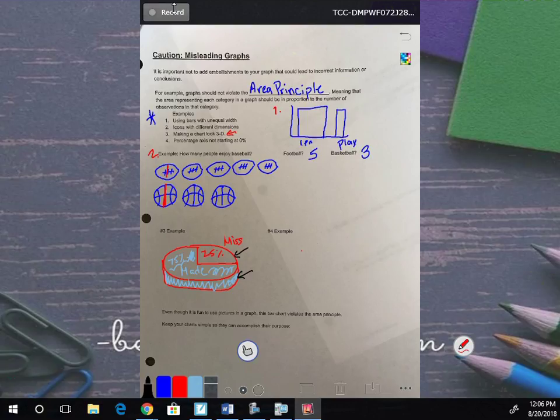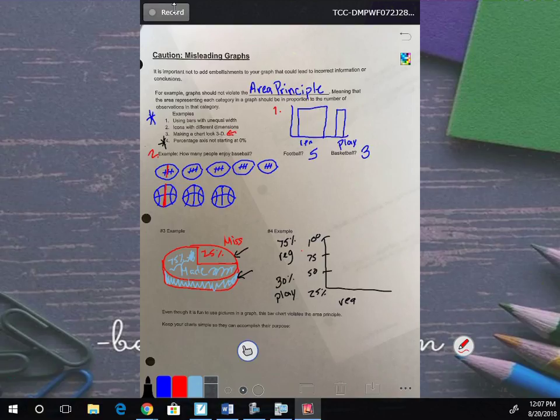The last example is making sure your percentage axis starts at 0 instead of another number. For example, let's say I had 75% made in regular season and 25% made in playoffs. I'm sorry, I don't want to use 25, I want to use 30. I want to change this to 30. So I changed that to 30. I'm going to draw a graph, and I'm going to start my axis at 25%. And it's going to be 50, 75, 100.